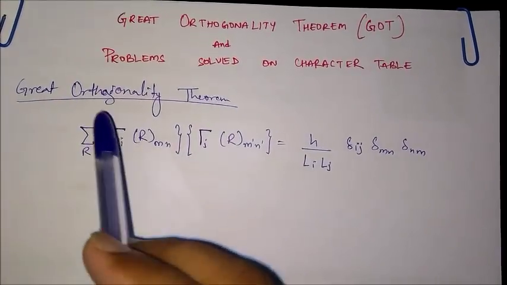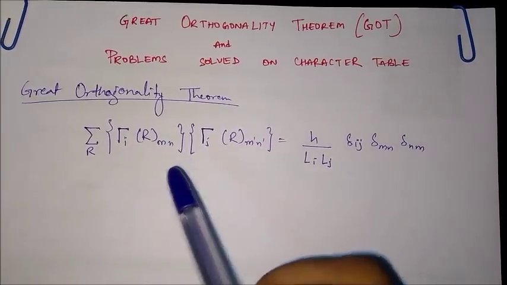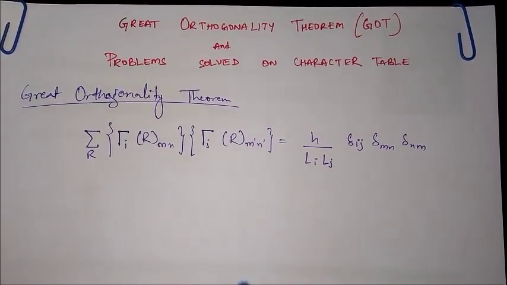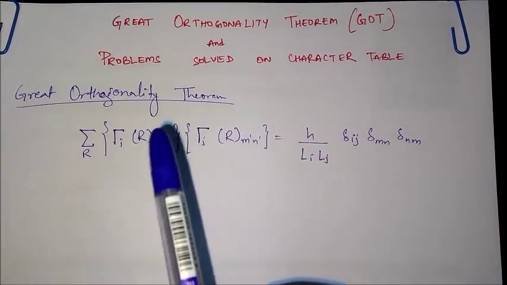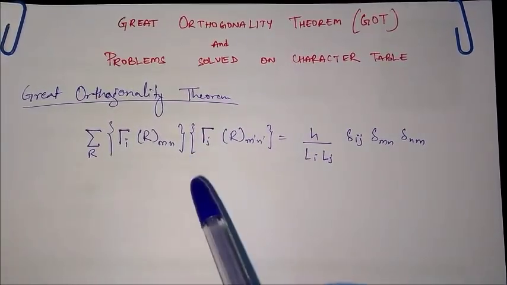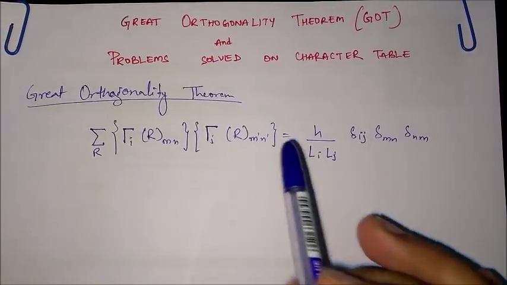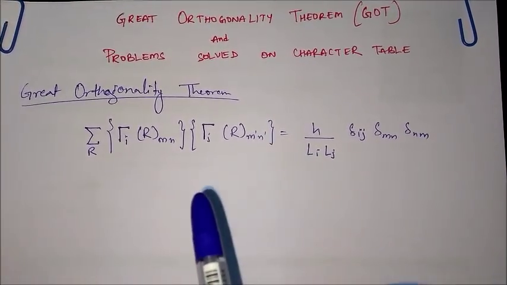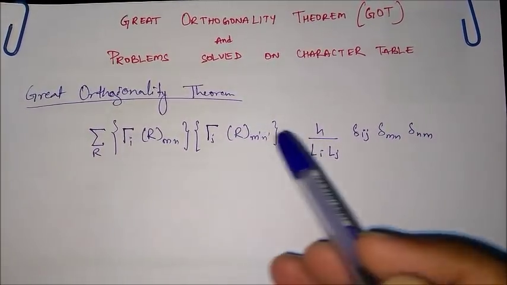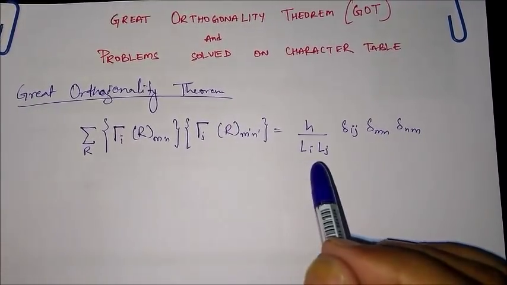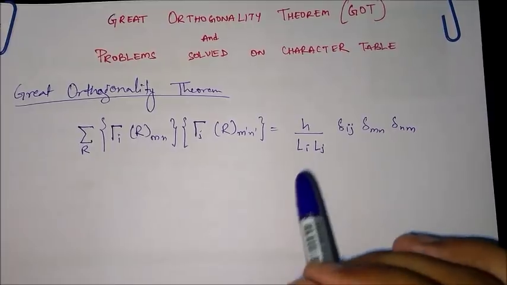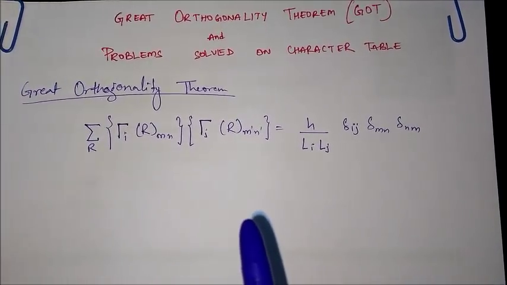The mathematical form of the Great Orthogonality Theorem looks somewhat like this. This is the mathematical representation of the theorem, and from the exam point of view, for CSIR, this equation won't help you much, because you cannot determine anything from the equation itself. So you don't have to remember the equation. I'm just telling you for the sake of information.